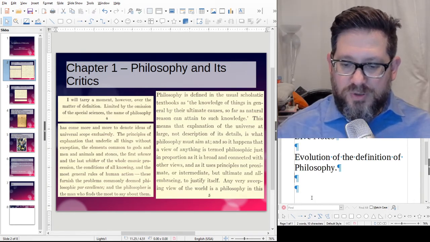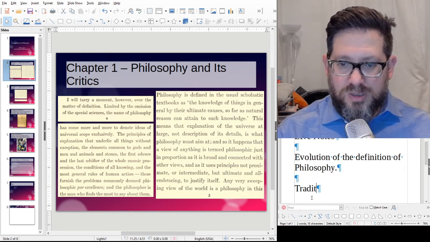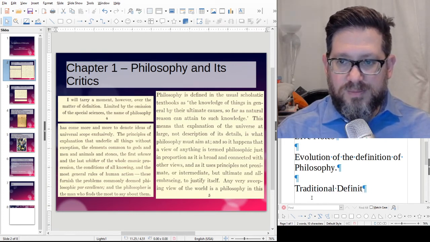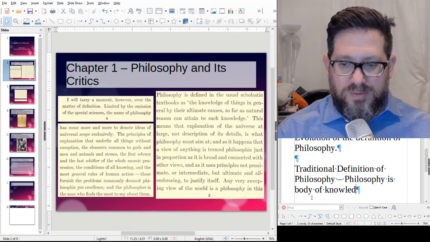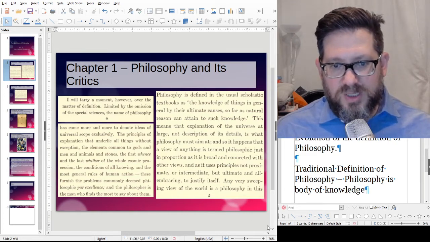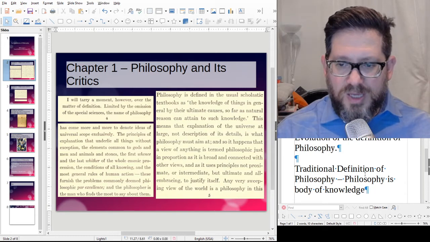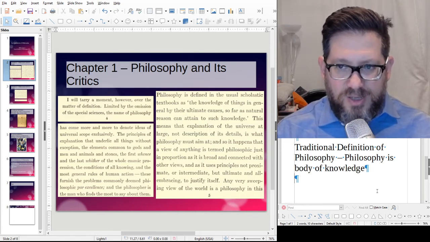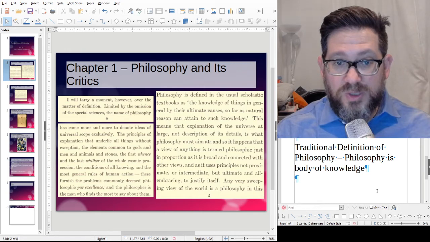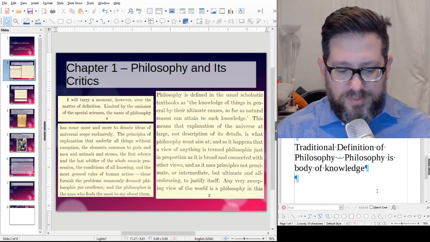Okay, so we know that our first traditional definition of philosophy is that philosophy is a body of knowledge, right? A specific kind of knowledge, but a body of knowledge. Okay, so how's he going to change this? Well, he focuses on that kind of knowledge that philosophy is about, which is things in general, right?